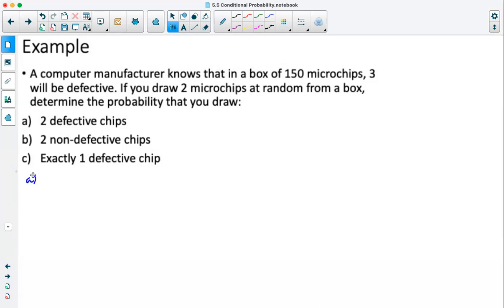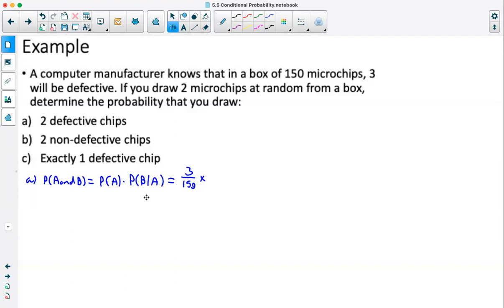So all of these are dependent events. So we've got P(A and B) is equal to probability of A times the probability of B given that A has occurred. So if we're looking for defective chips, we've got 3 of them that are defective, and we're taking them out of a box of 150. We're going to be multiplying that then by the probability of pulling another defective chip.